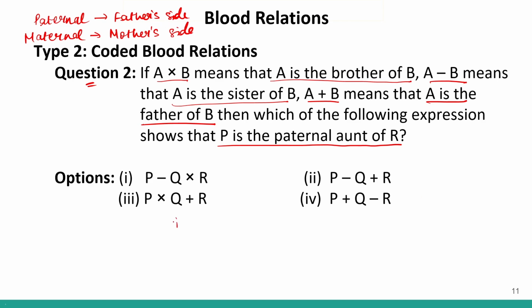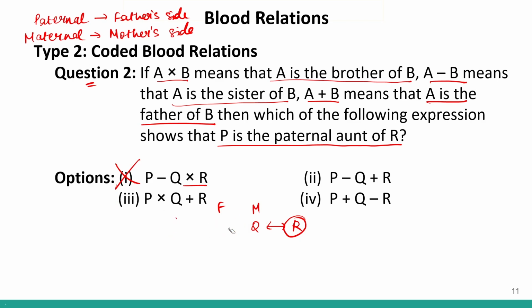So I am solving for option number 1. P minus Q means P is the sister of Q. Sister means female. And Q into R means Q is the brother of R. So male Q will be the brother of R. R's gender is unknown. We have to find out whether P is the paternal aunt. So they are in the same generation. They cannot be aunt. So this is incorrect.